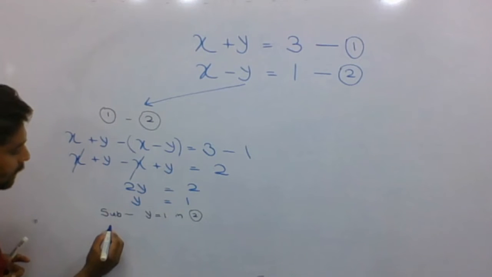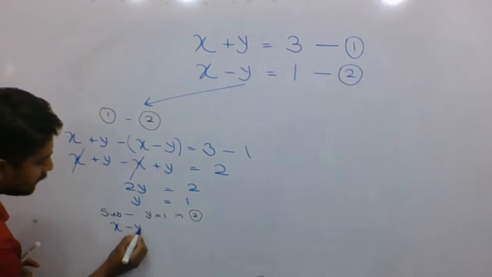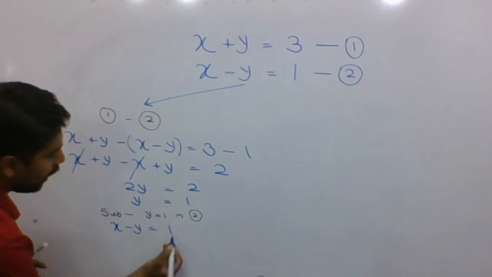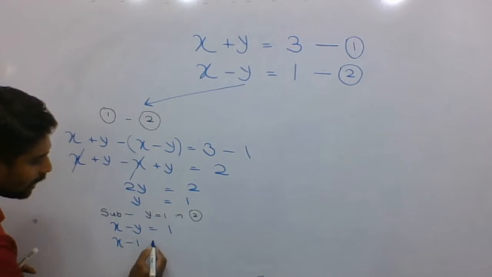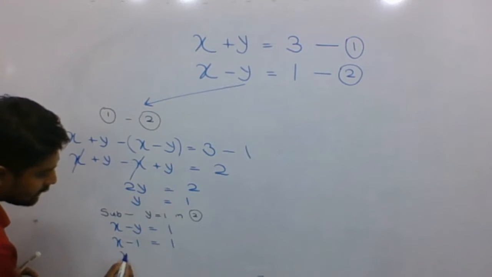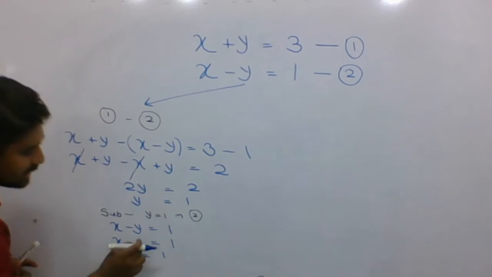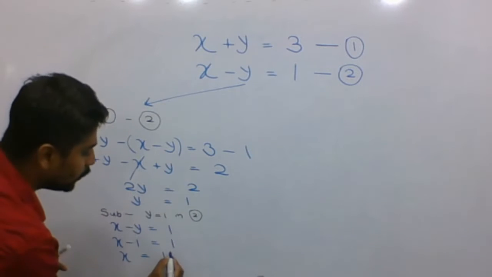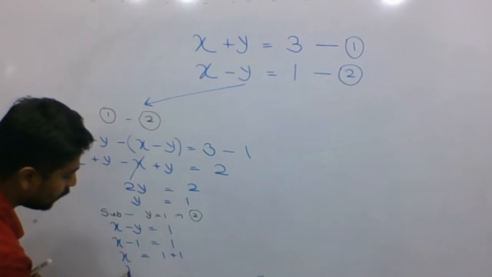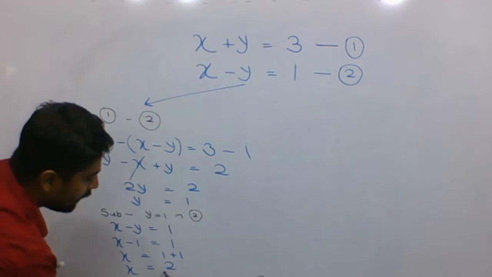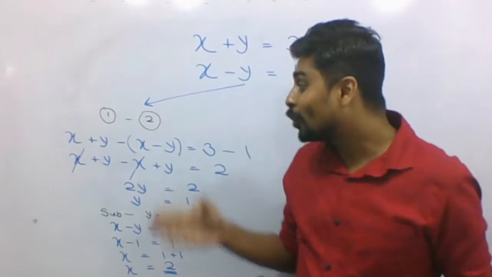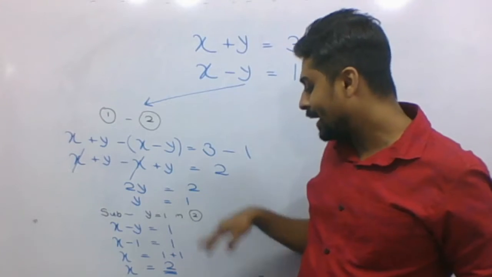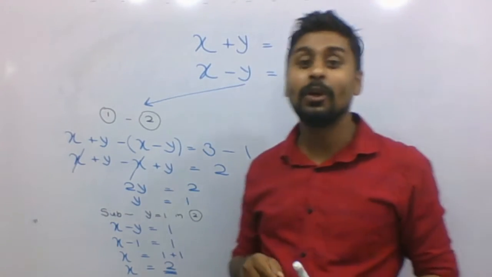So now you can see x minus y equal 1. So instead of the y, I will put what? 1. x minus 1, right? Then x equal what? 1. This minus 1 goes to the other side as plus 1. You know, we have done this one in the last video. Then x equal what? Then x equal 2, right? It is very clear. Then we have found both values. Y is 1, x equal 2, right?